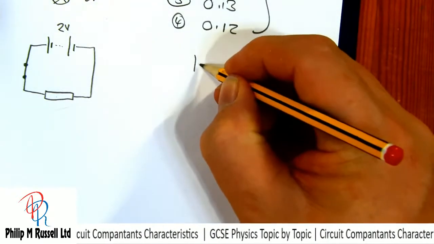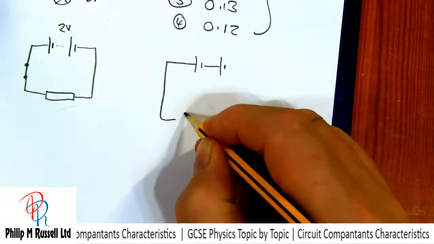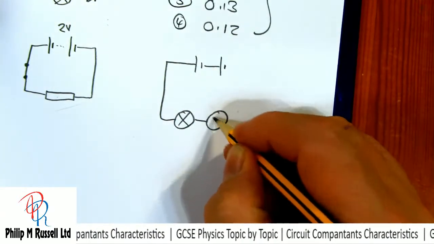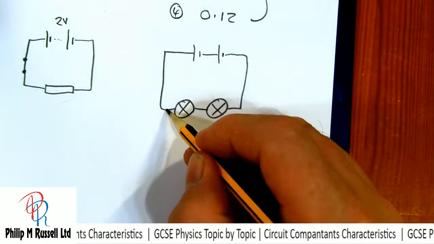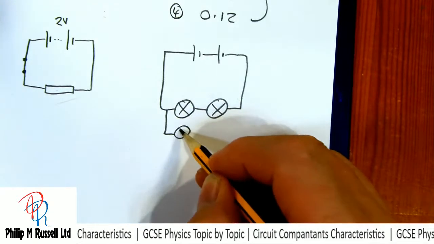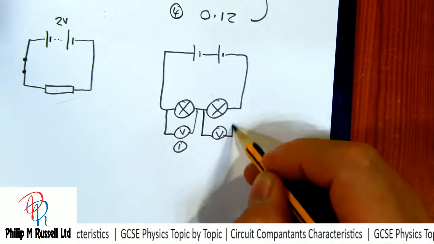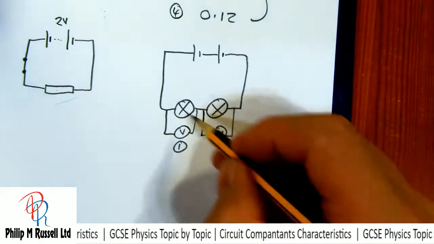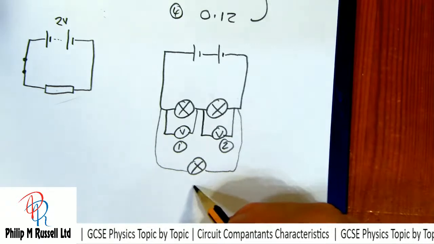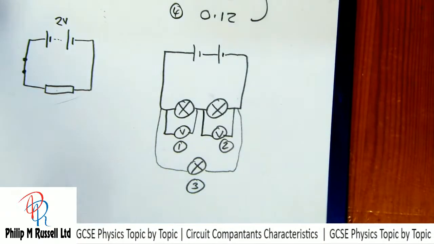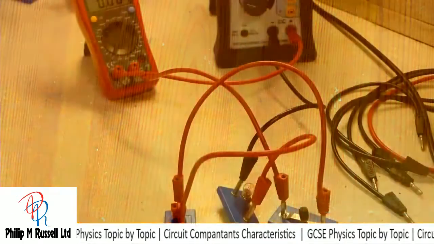I'm going to take my same circuit: switch, one light bulb, two light bulbs, going back. I'm not going to bother with an ammeter, and I'm going to place the voltmeter either here, position 1, or here, position 2, or maybe we'll try it across both of them, position 3. Let's go and have a look and see what happens.